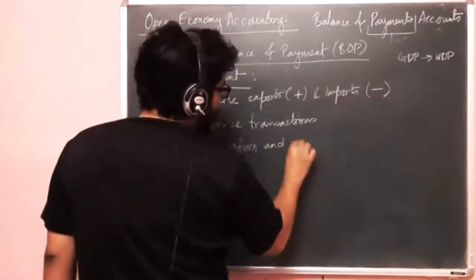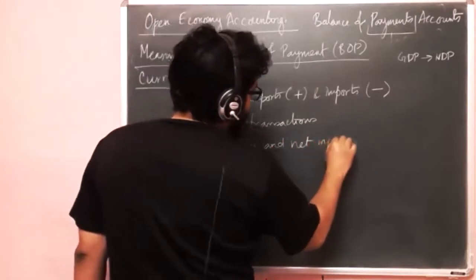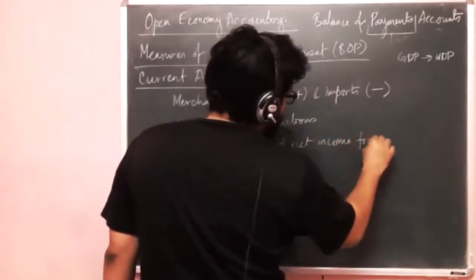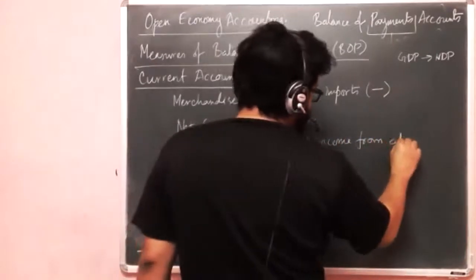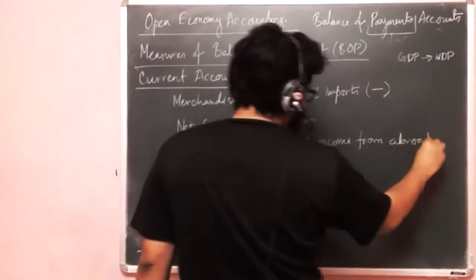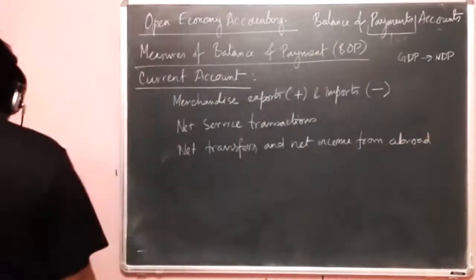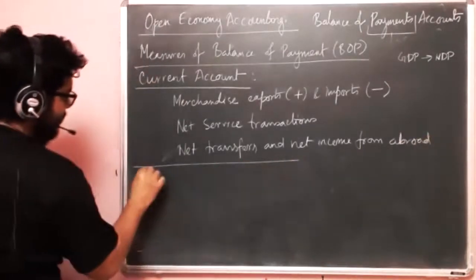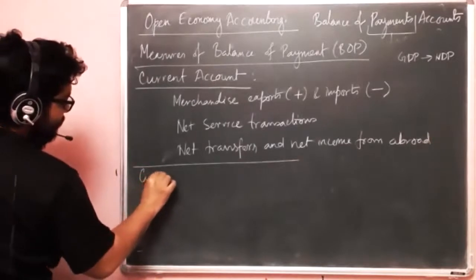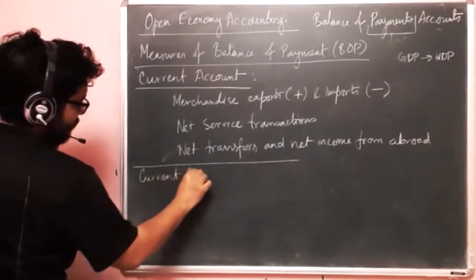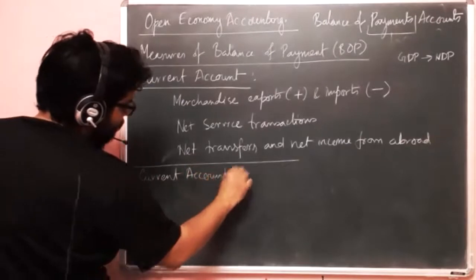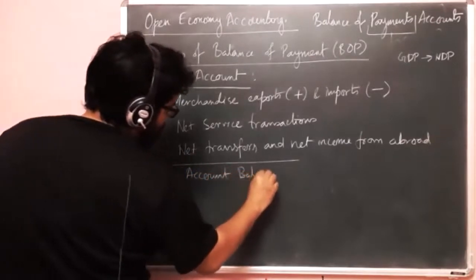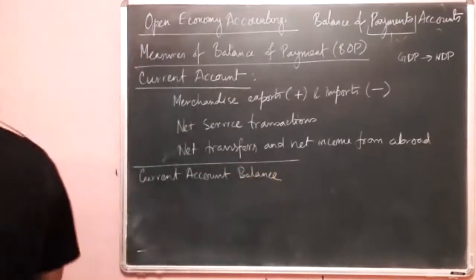And net income from abroad. Okay. If we add them all up, then what we get is the current account balance.